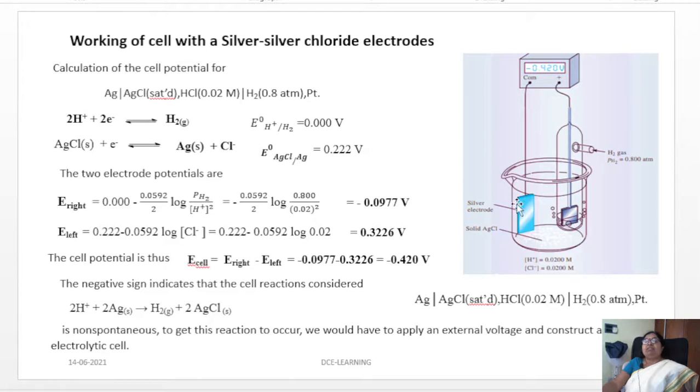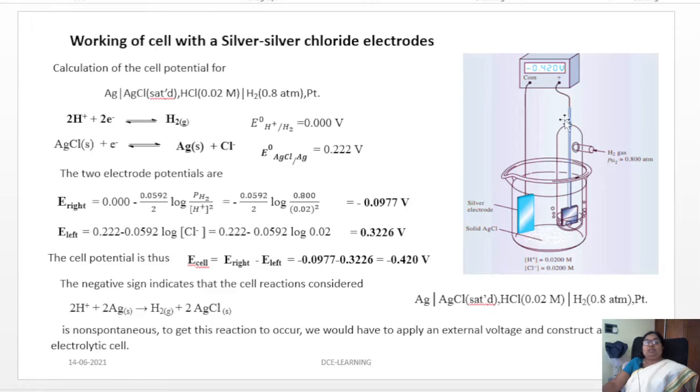I have given this example because it is useful for the calculation of the EMF of the cell. Once you know either the left or the right half cell EMF, you can calculate it from the given conditions, and then easily calculate the whole EMF of that cell. So the EMF, which is equal to minus 0.420, the negative sign indicates that it is a non-spontaneous reaction.